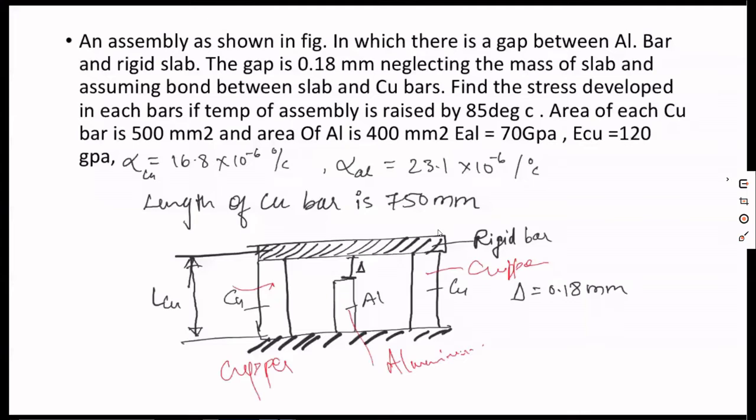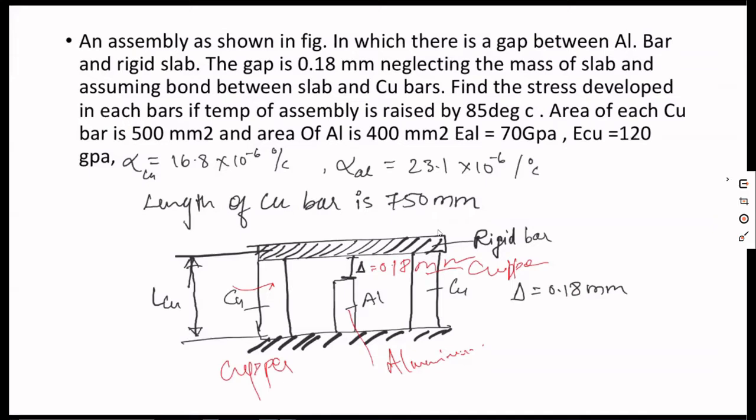Now it says that the gap is 0.18 mm. So this delta is equal to 0.18 mm. Neglecting the mass of the slab and assuming bond between the slab and copper bars, find the stress developed in each bar if the temperature of the assembly is raised by 85 degrees centigrade.